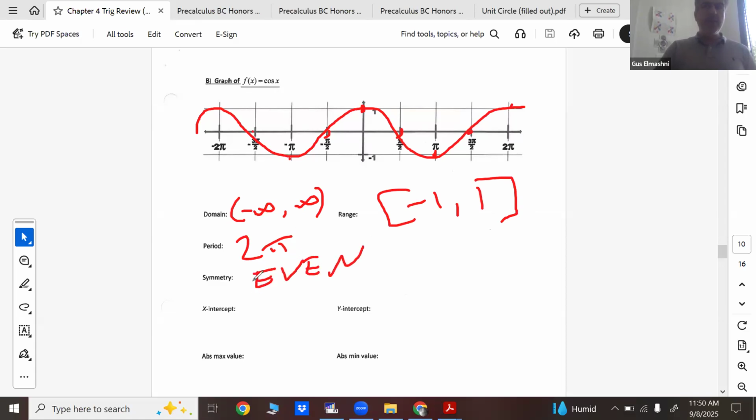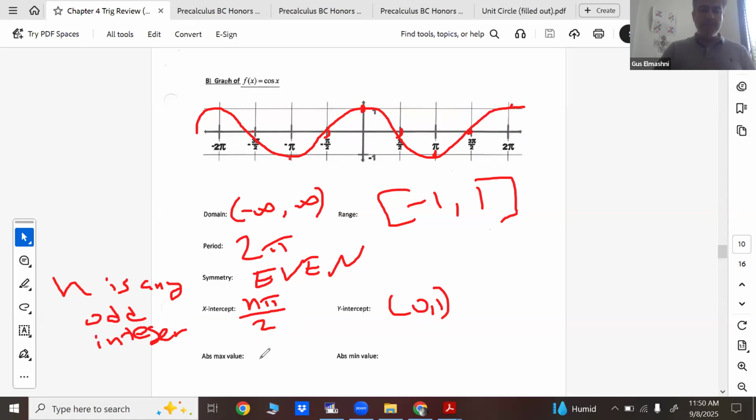X-intercepts, I'd say k pi or n pi over 2, where n is any odd integer. Y-intercept is 0, 1.